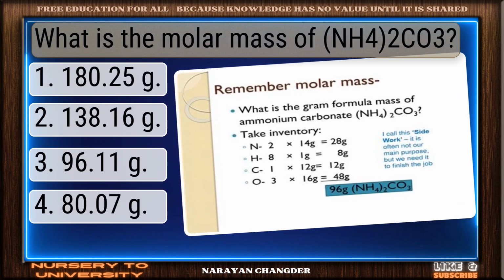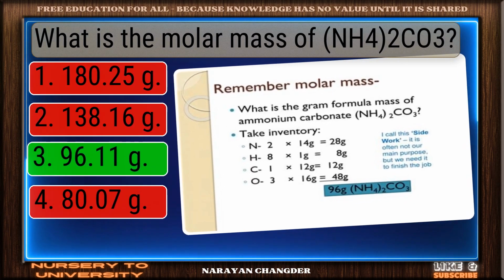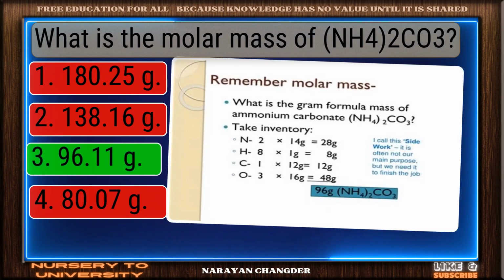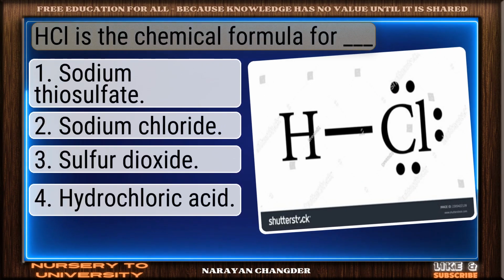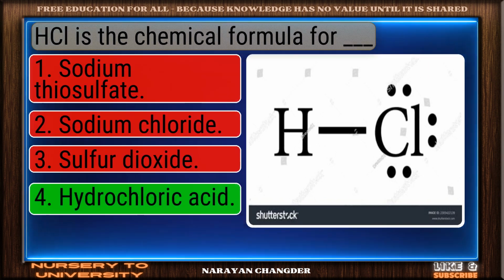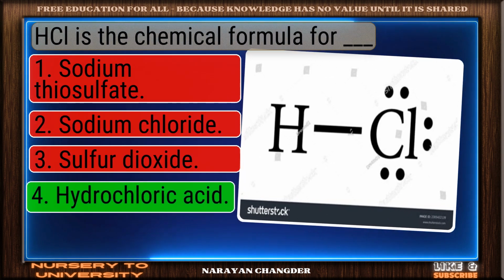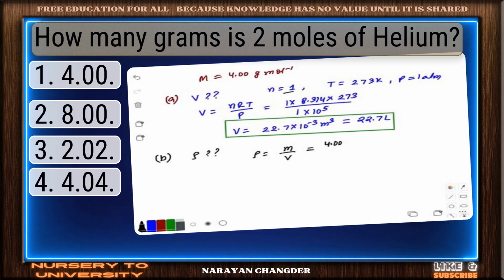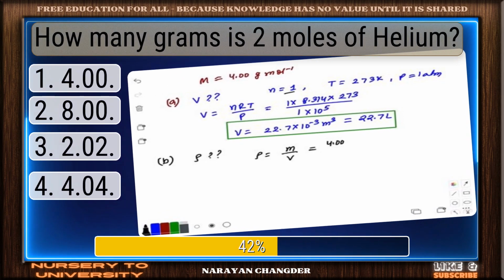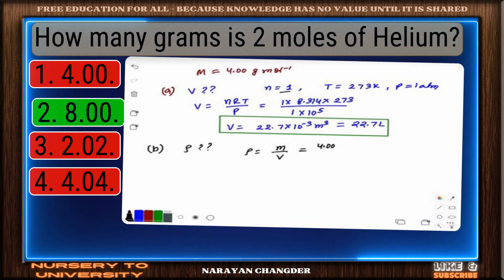What is the molar mass of 2-Cotha? Right again, 96.11 g is a valid answer. HexCl is the chemical formula for dash. Great thinking. Hydrochloric acid is the right choice. How many grams is 2 moles of helium? Great job, 8,000 is the accurate answer.